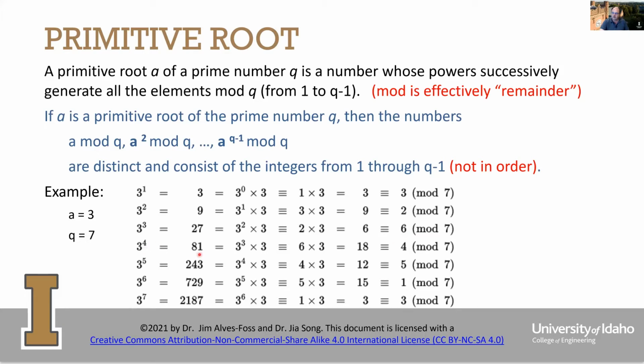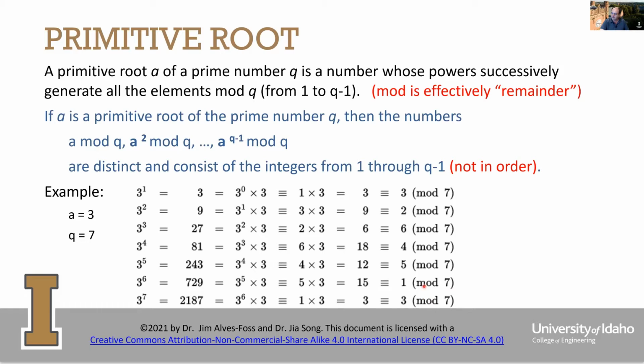3 to the 4th is 81, but it's also 3 cubed times 3. We know 3 cubed from the previous line is 6. 6 times 3 is 18. 18 mod 7 is 4, right? So if we look at the far right, and I can go up to 3 to the 7 here. If I look at all of these numbers mod 7, I get 3, 2, 6, 4, 5, 1, 3.